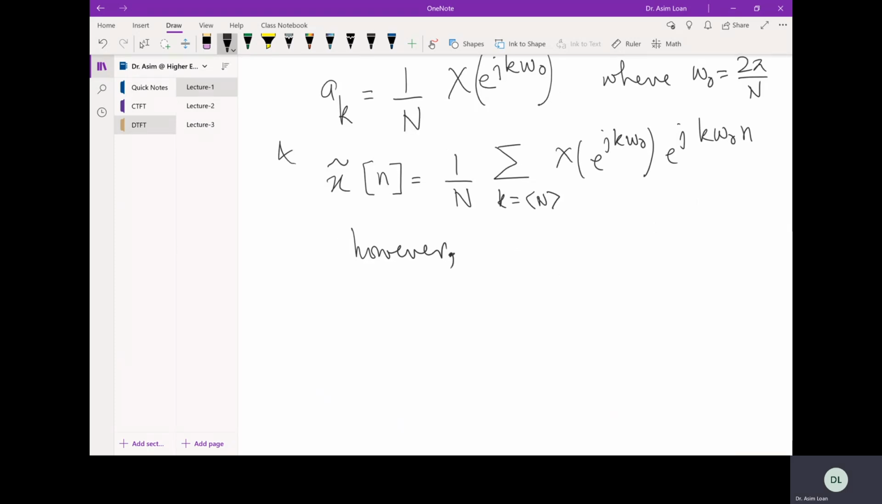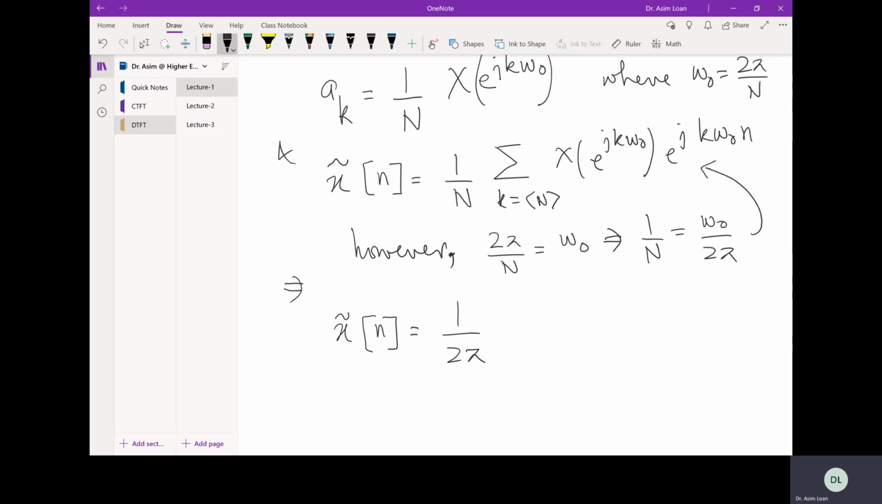However, 2 pi by n is equal to omega naught. This implies 1 over n equals omega naught over 2 pi. If I substitute this value in here, this implies x tilde of n equals 1 over 2 pi, sum over k, x of e to the j k omega naught, e to the j k omega naught n.